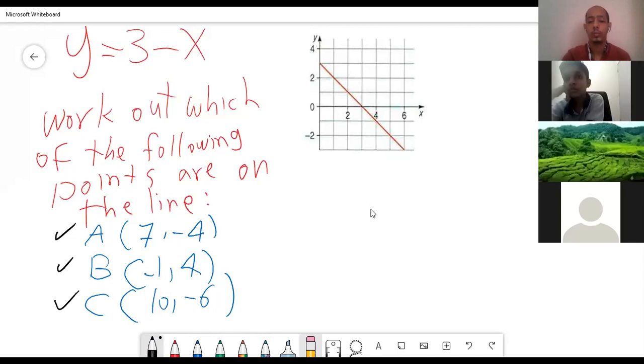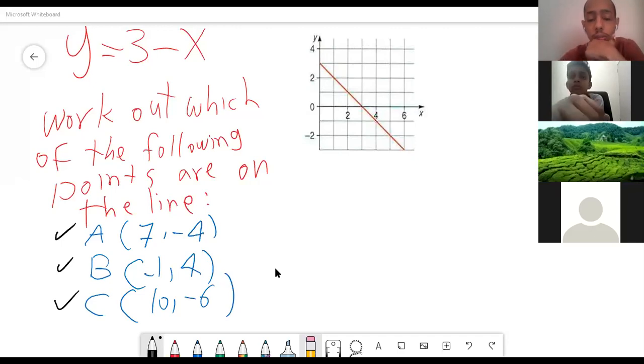Check B. What? Who knows? Okay. It's B. Test P. Abdullah, what did you say? All right. Okay. To check if these points are on the line, we are going to plug them or substitute them into the function.